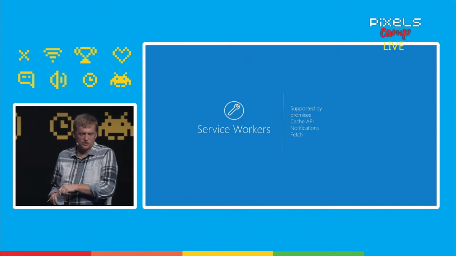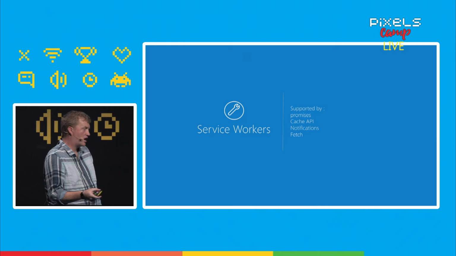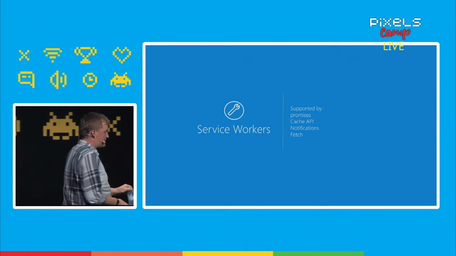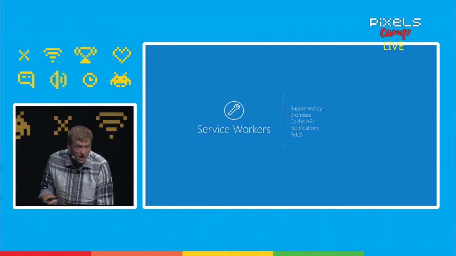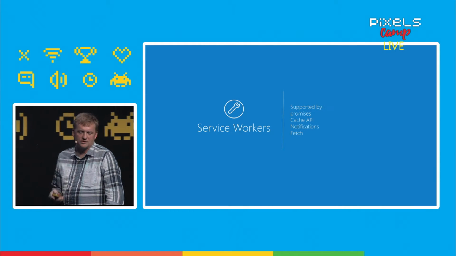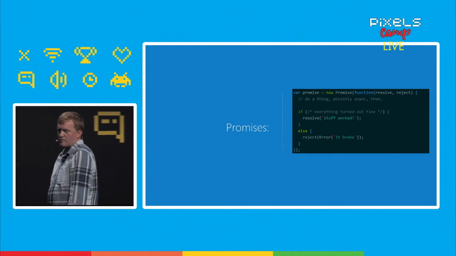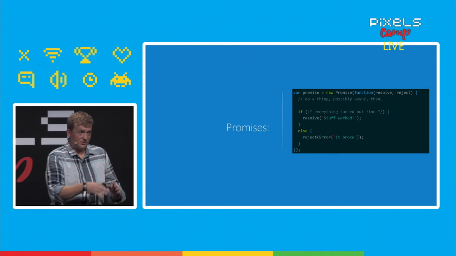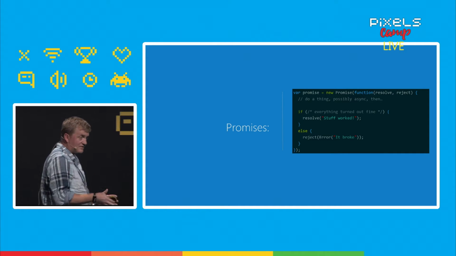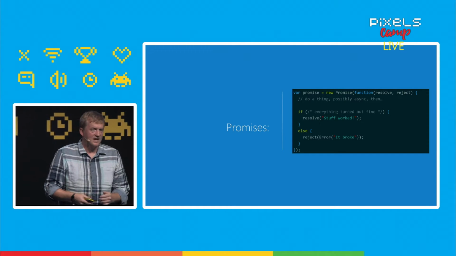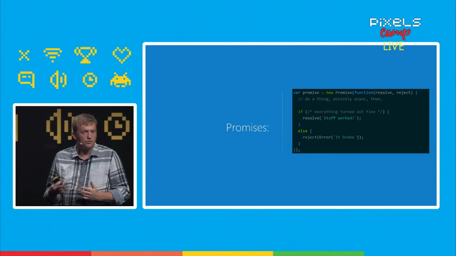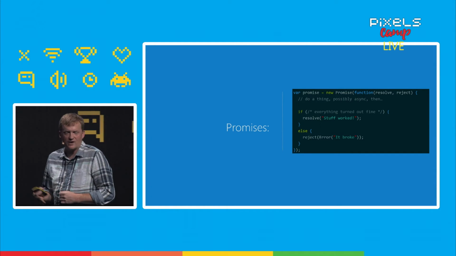To talk about service workers, we're going to talk about promises, the cache API, notifications, and fetch. Again, there are different things I could talk about, but these are the ones that are important today. Promises are actually something that is JavaScript-based. This is ECMAScript 6 stuff that gives us a different way for our functions to interact.